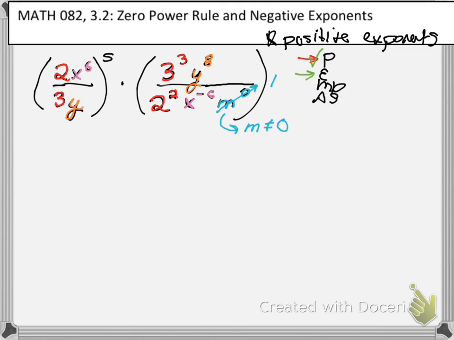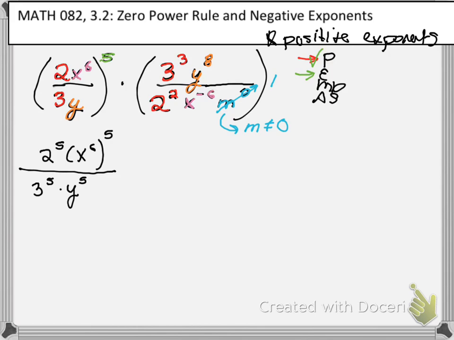So now we're going to move on to our exponents. As you can see here, there's this 5 up here, which means that every single term in these parentheses is going to be raised to the 5th power, the constants as well as the variables. So let's go ahead and do that. I'm going to have 2 to the 5th power times x to the 6th power raised to the 5th power. Then I'm going to have 3 to the 5th power times y to the 5th power.